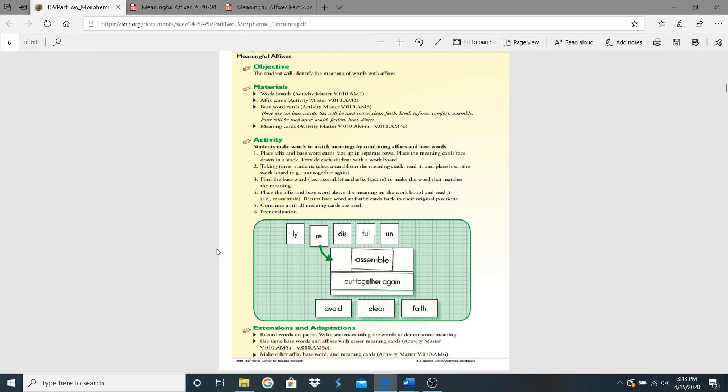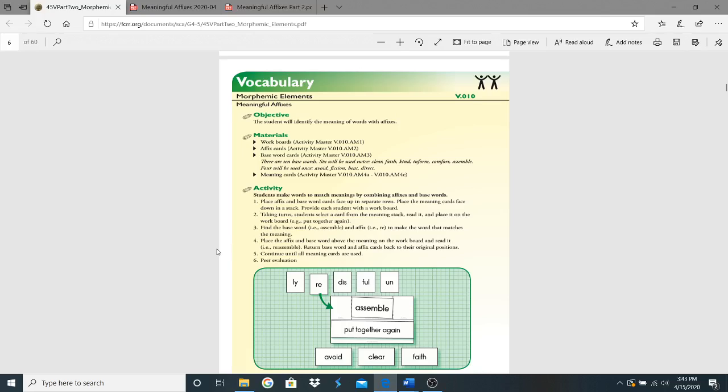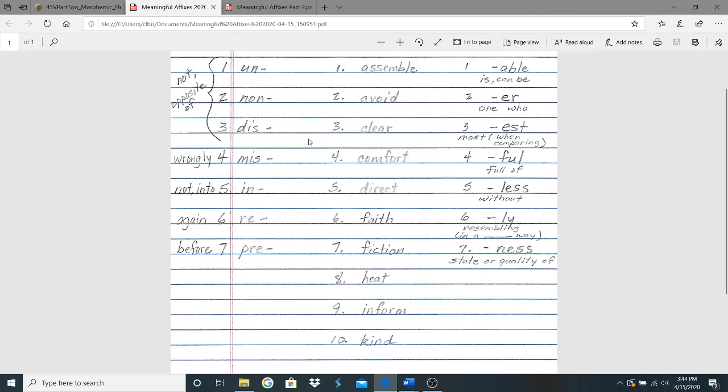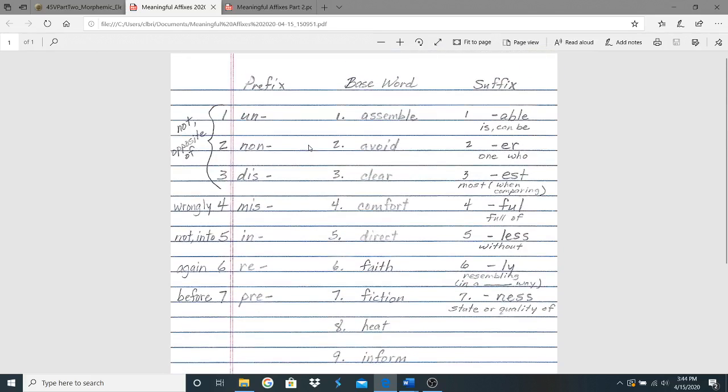Now, my lesson today comes from the Florida Center for Reading Research. It's an online resource where I get a lot of my lessons. And this is a vocabulary building lesson, and it is titled Meaningful Affixes. You can print the lesson and then cut apart the words and the prefixes and the suffixes. But to save some effort, I went ahead and just wrote them on notebook paper. I've got a heading for prefix, a heading for base word, and a heading for suffix.